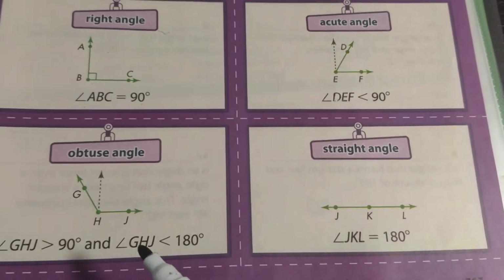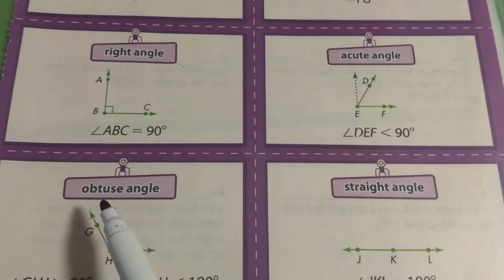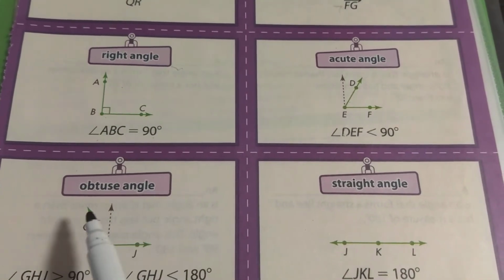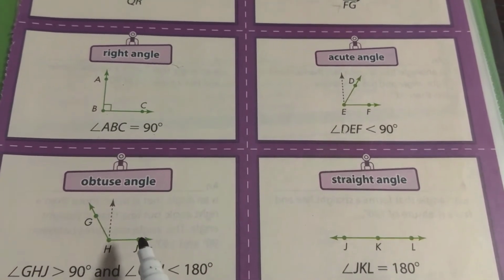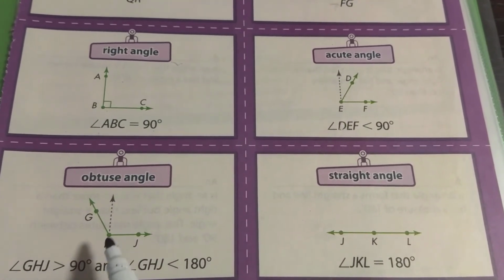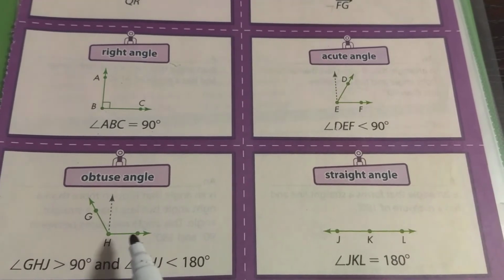Okay. Now let's look at this obtuse angle. An obtuse angle starts with the letter O, so I call it an open angle, open wide, right? It's like an alligator's mouth would open up wide. Okay, it is wider than, greater than a right angle. Okay, the right angle would be here.